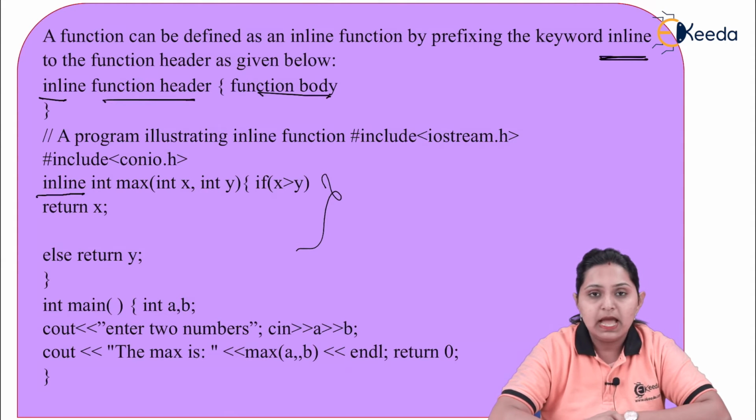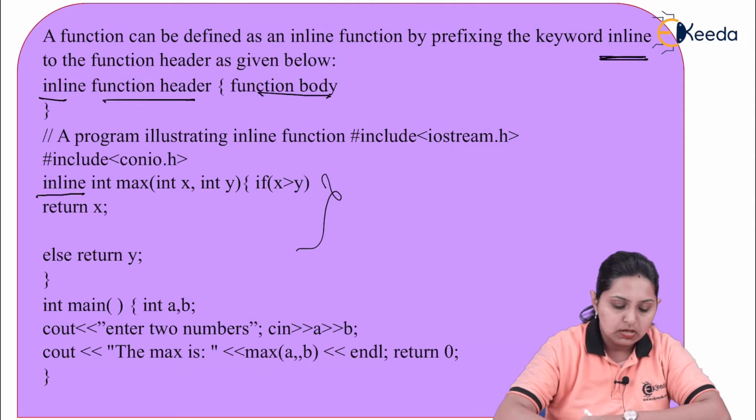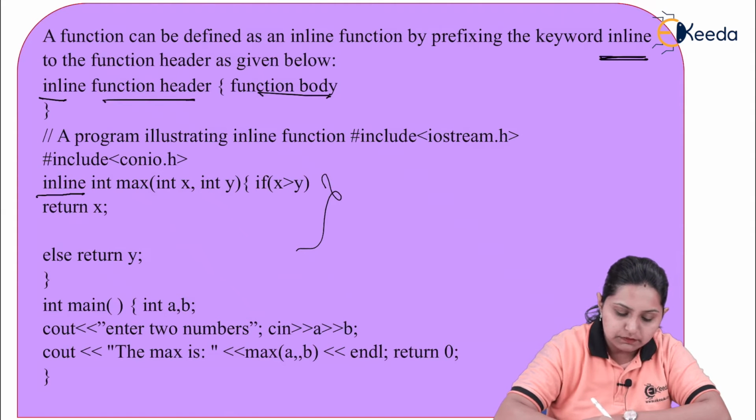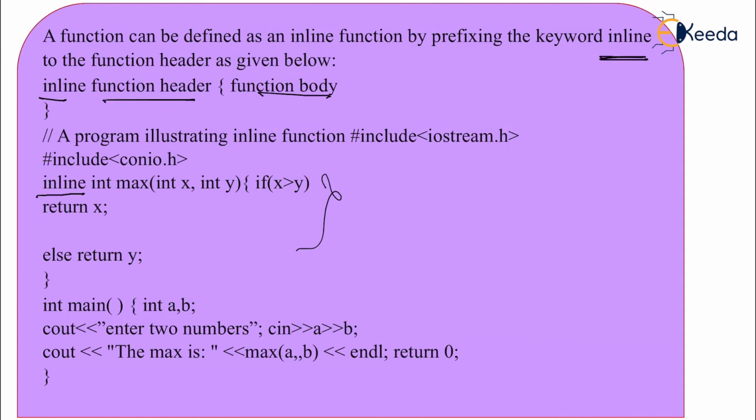Now what will happen at the time of execution? First, the compiler starts execution from main. It will check for the two variables, a and b. cout "enter two numbers", then a and b. Consider the value of a is 4 and b is 5. Then we say cout the max is max(a, b).